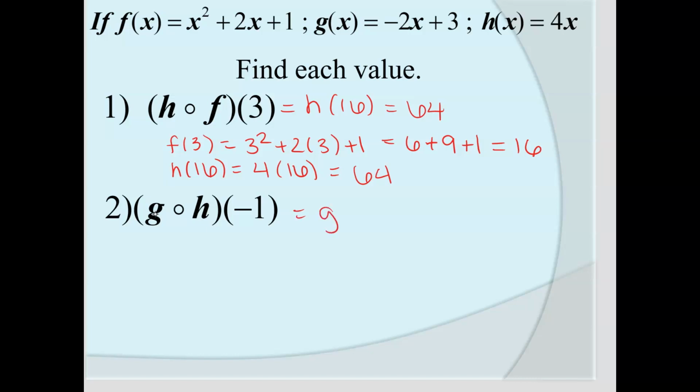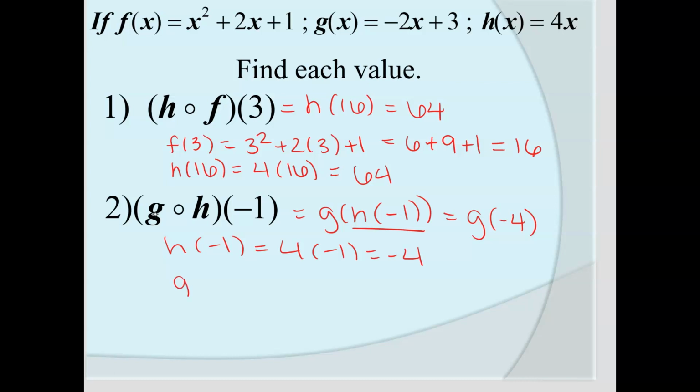And then this is really like g of h of negative 1. So you're going to find h of negative 1 first. So that is like 4 times negative 1, which is negative 4. So this becomes g of negative 4. And g of negative 4 is negative 2 times negative 4 plus 3. So you get 8 plus 3, which is 11. So g of h of negative 1 is equal to 11.